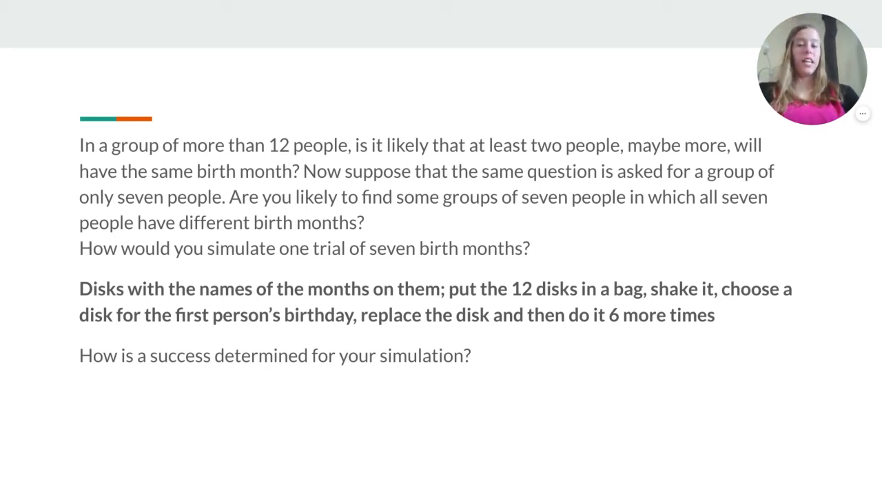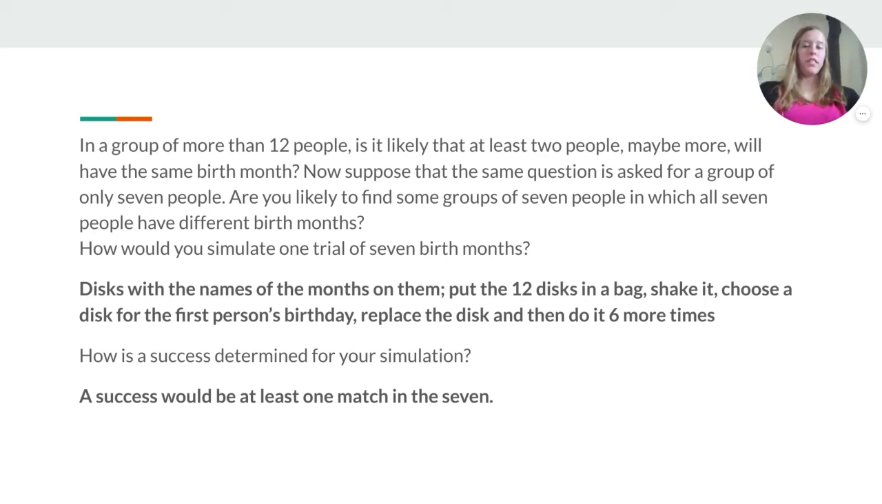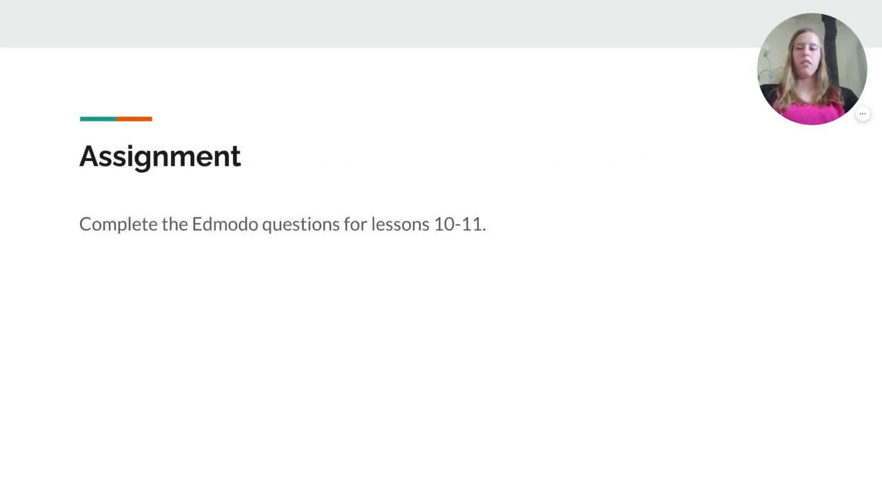So how is a success determined? A success would be at least 1 match. So at least 2 of the people in the 7 have the same birthday. So at least 2 of the 7 trials are the same.